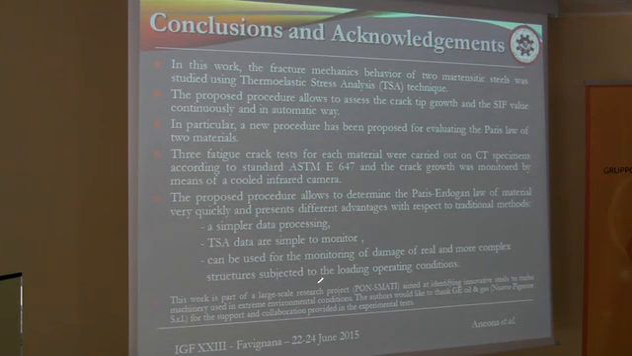For example, simple data processing, thermoelastic stress analysis data are simple to monitor, and this technique can be used to monitor the damage of real and more complex components subjected to a loading condition in general.